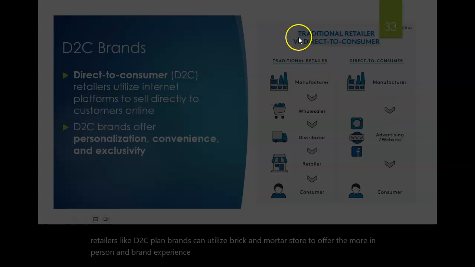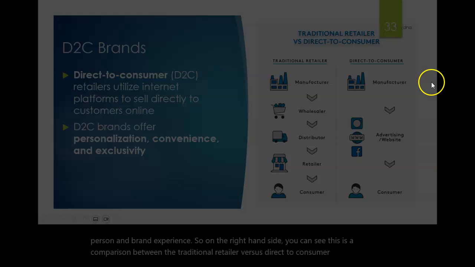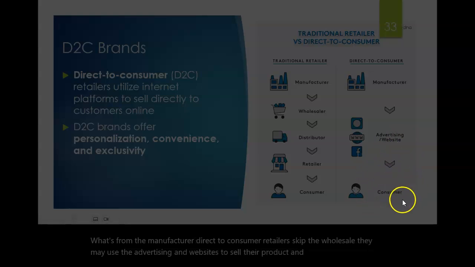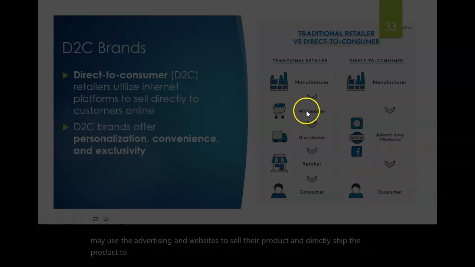On the right hand side, you can see a comparison between the traditional retailer versus the direct-to-consumer retailer. It starts from the manufacturer. Direct-to-consumer retailers skip the wholesale. They may use advertising and websites to sell their product and directly ship the product to the consumer. So they skip 2 steps compared to traditional retailing.